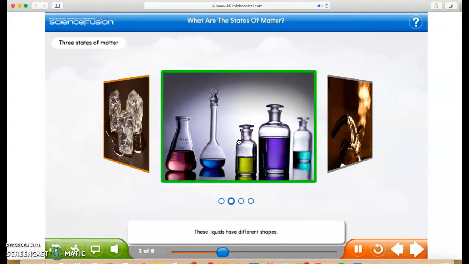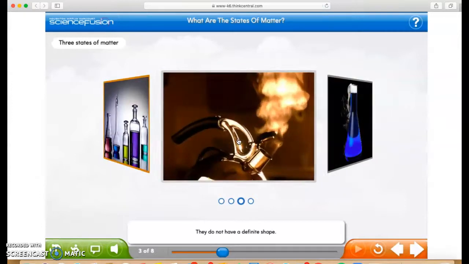These liquids have different shapes. That's because liquids take on the shape of their container. Like solids, liquids have a definite volume. They do not have a definite shape. So that's one difference between liquids and solids. Solids and liquids both have a definite volume, a definite measurement of how much stuff there is, but a solid has also a definite shape, okay?